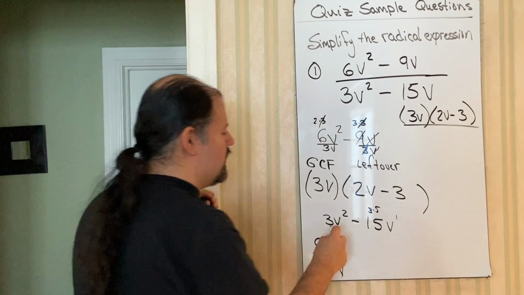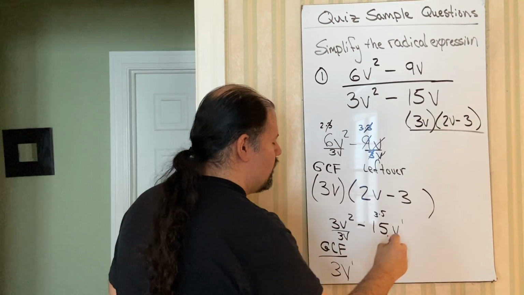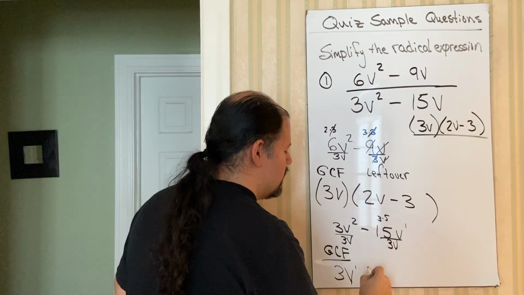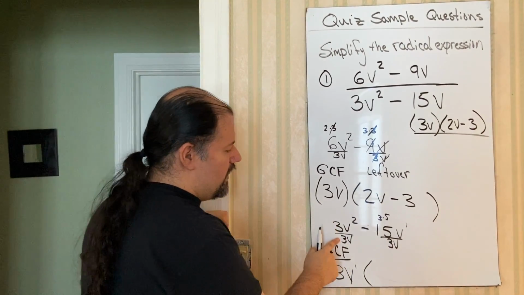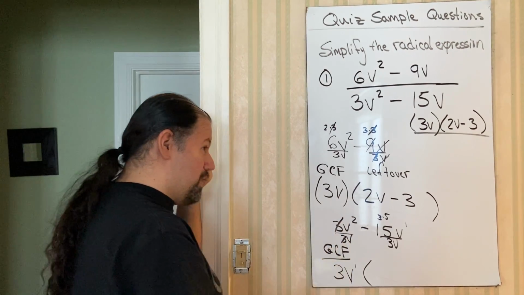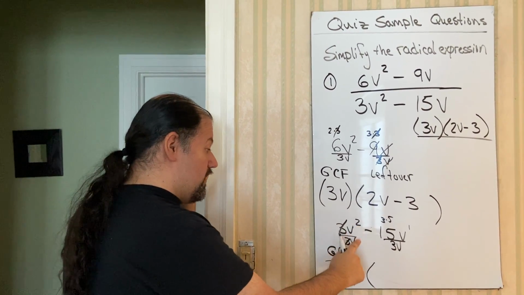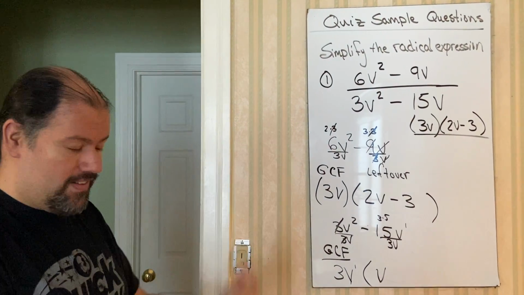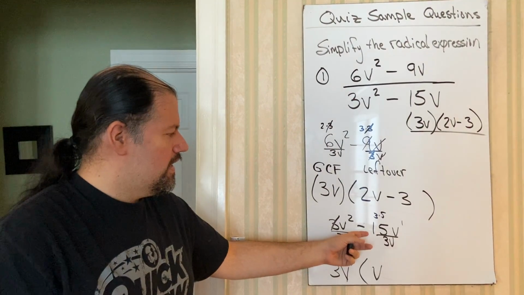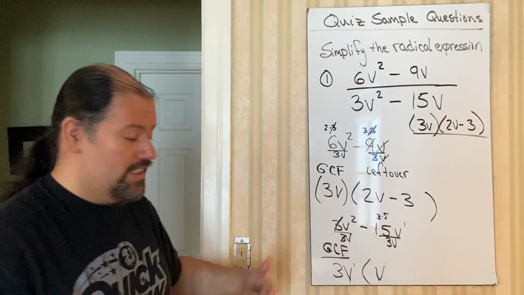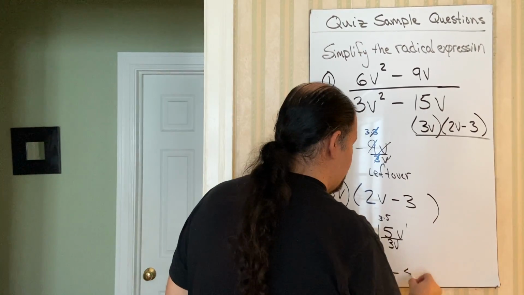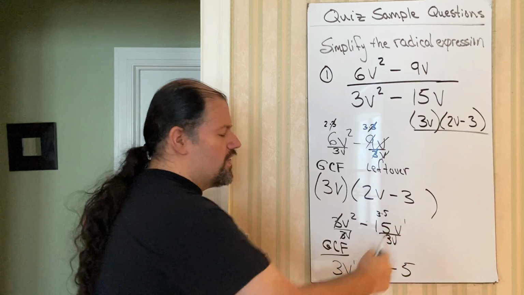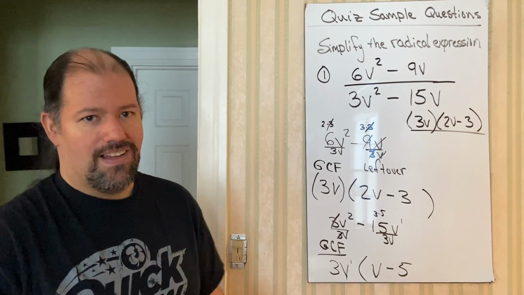Once we know what our GCF is, make sure you divide each term by the GCF to get your leftovers. So 3 divided by 3, 3 on top, 3 on the bottom, cancel out. V squared over V means that you're left with 1 extra V on top. And then negative 15 divided by positive 3, you know you're going to get a negative 5. V over V, you know that cancels out.